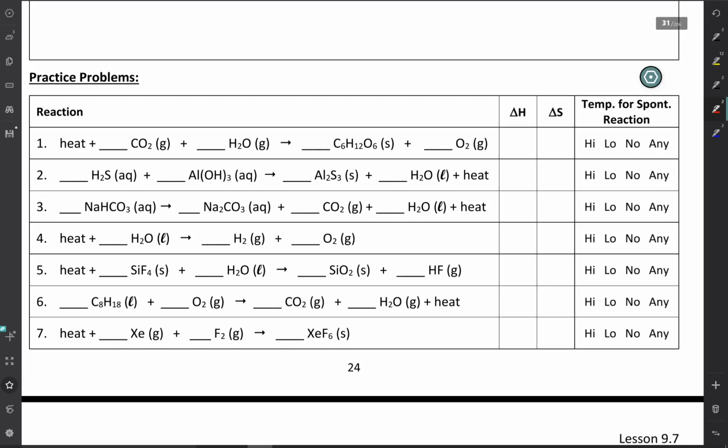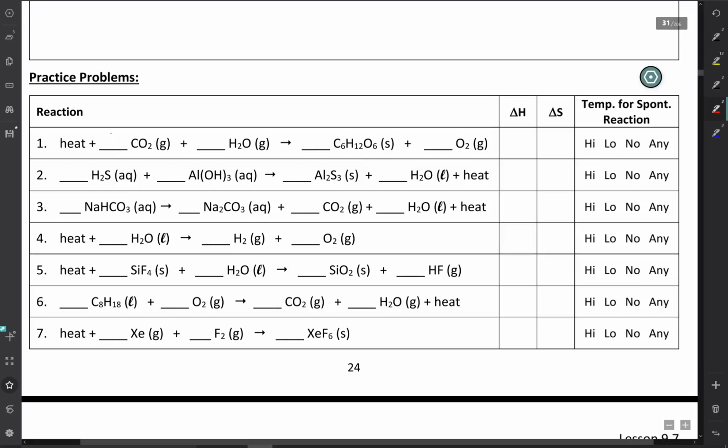All right, in your workbook, you've got a whole bunch of practice problems that are asking you to balance an equation, predict the change in enthalpy, the change in entropy, and then determine when, if at all, this reaction can occur spontaneously. So let's walk through the first one together. Let's balance, because that's a good review of first semester topics. I've got carbon dioxide and water forming glucose and oxygen.